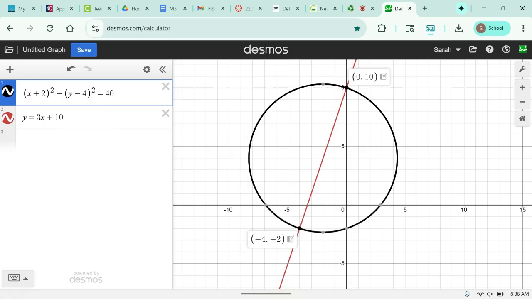Any questions on doing systems with circles? It's not too bad, right? Now, with inequalities, if I asked you to do an inequality, I would just ask you to graph it and highlight where the system is. All right.